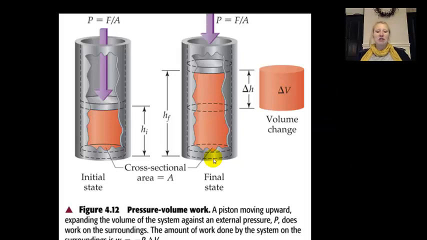So here's an example of a piston. Pistons contain gases in them, and you can see that initially the gas is squished way down here, but as the gas expands, it pushes the piston up. And so the pressure not only changes, but the volume will also change. So this gas is doing work because it's changing the pressure and it's changing the volume.